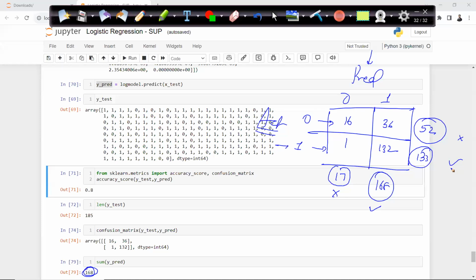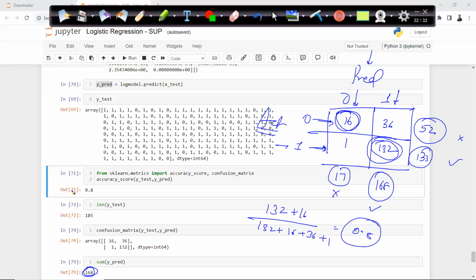So what is the accuracy? Accuracy is nothing but this plus this. Because as per the actual and prediction, 16 people did not get the loan. As per the actual and as per the prediction, 132 people got the loan. So 132 plus 16 upon 132 plus 16 plus 36 plus 1. When you do this calculation, this is coming out to be 80%. That is your confusion matrix. So confusion matrix again helps me to understand how the accuracy is and all those things.